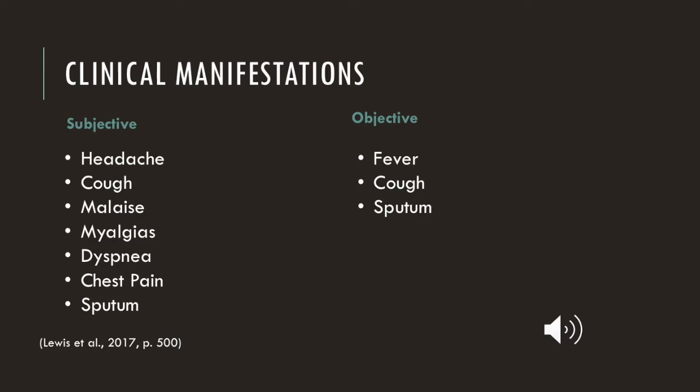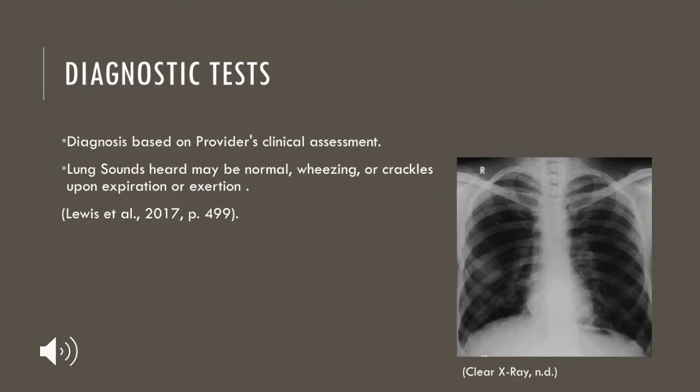Cough and sputum can be both objective and subjective data because the patient can state they have a cough or sputum, and it can be observed during the assessment. Diagnostic tests for bronchitis: unfortunately, there is no definitive way to diagnose bronchitis, as it is usually based on the provider's clinical assessment. The patient's lungs, upon auscultation, may be normal, wheezing, or crackles upon expiration or exertion. The temperature of the patient may be elevated. With cough being the most common symptom of bronchitis, the doctor may order a sputum culture to test for bacterial infection and confirm with the patient how long the cough has been present.